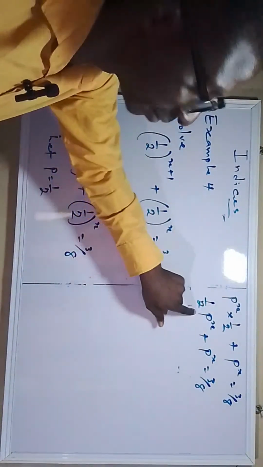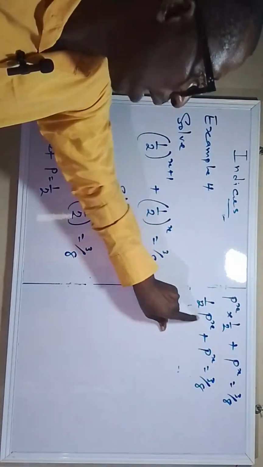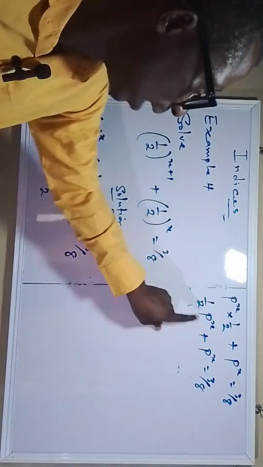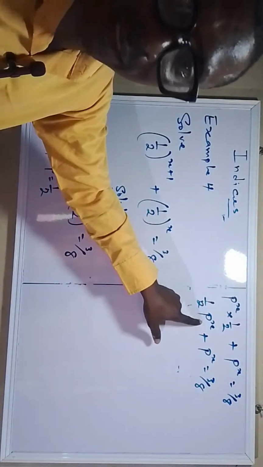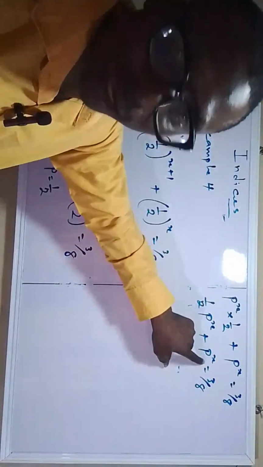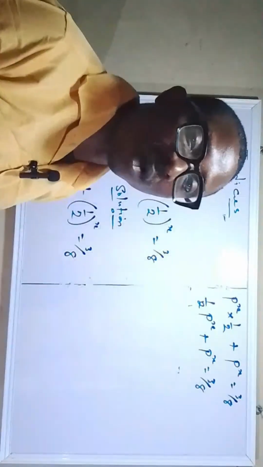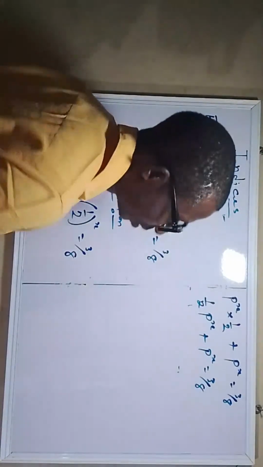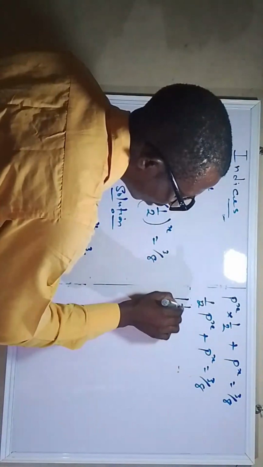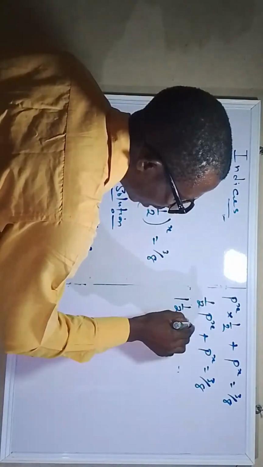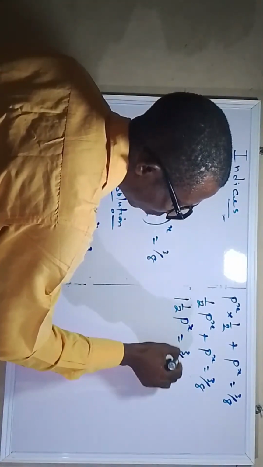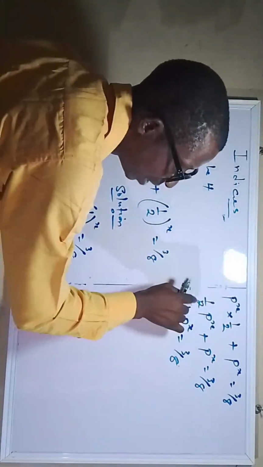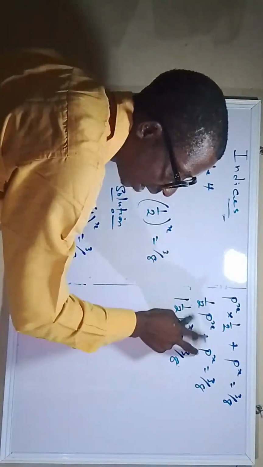Now, we have half p raised to the power of x plus p raised to the power of x. When you add it together, it's going to give you 3/2 p raised to the power of x, so 3/2 p raised to the power of x equals 3 over 8. Do you get that? This is 1 p raised to the power of x. This one is half of it. So it's going to be 1/2.